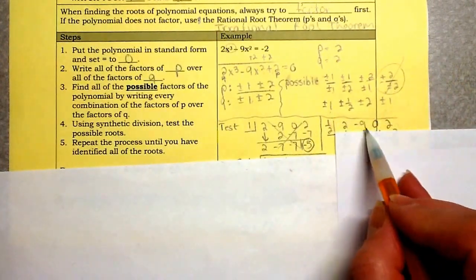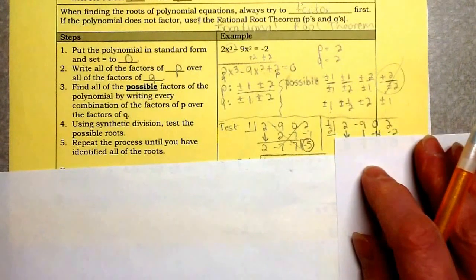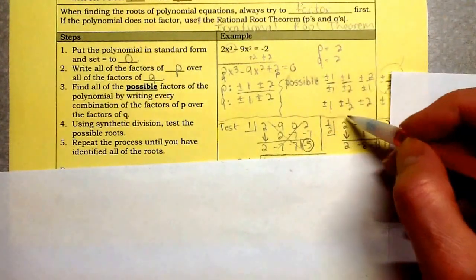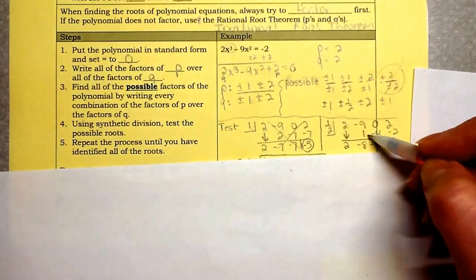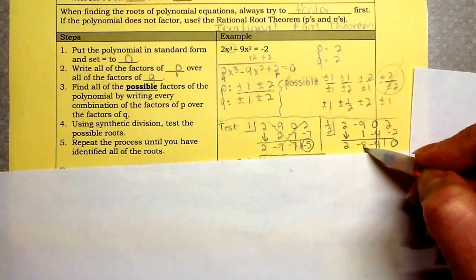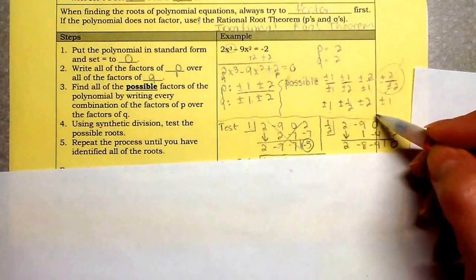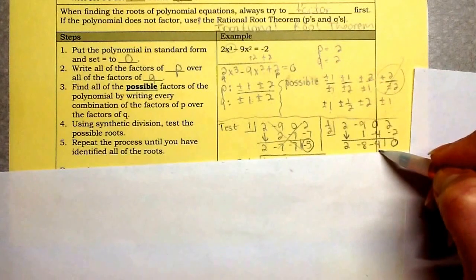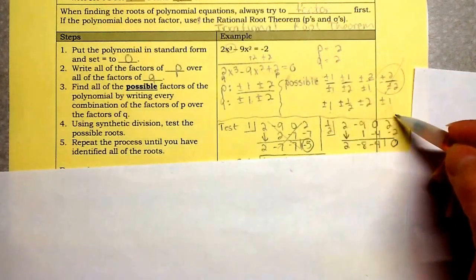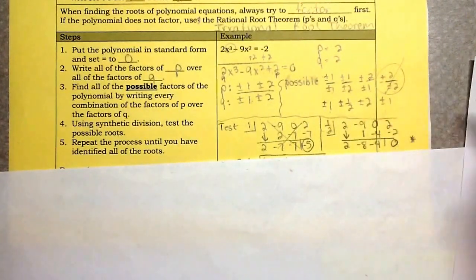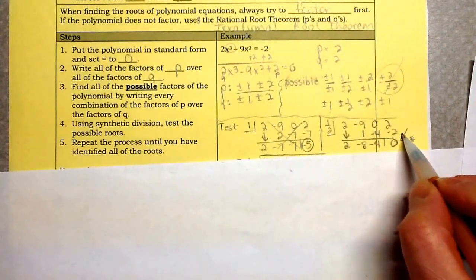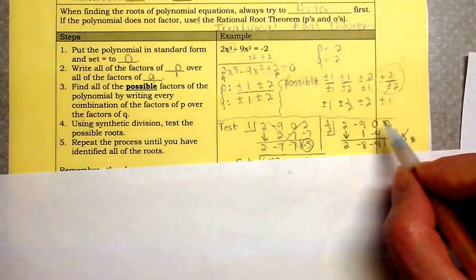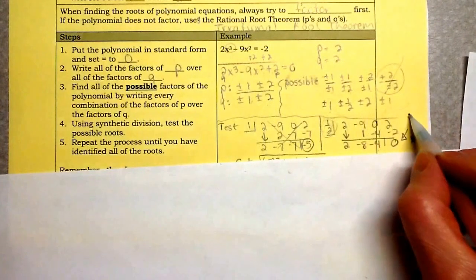We'll put our values in here again, and then we're going to do the same thing. We'll drop the 2 down here. 2 times 1/2 is 1. When I add that to negative 9, I get negative 8. Multiplying, I get negative 4. Add, I get negative 4. Multiply, I get negative 2. Add, I have 0. This must be 0, so this is now a factor. 1/2 is a factor.